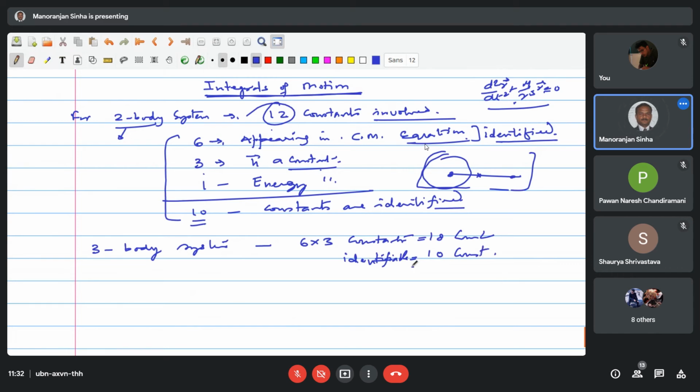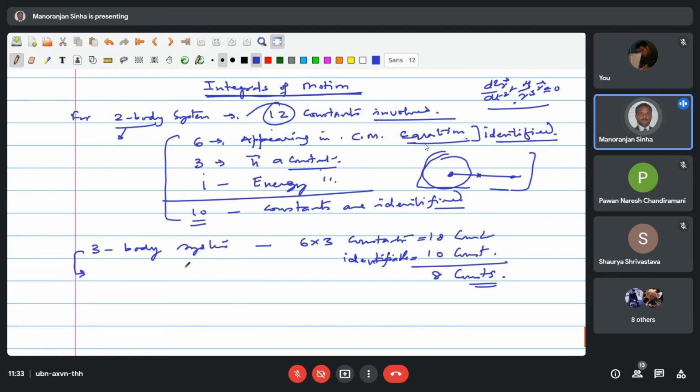Ten constants. So 8 constants cannot be determined. So it so happens that from 3 bodies onwards, these problems are unsolvable in an analytical sense. In a numerical way, you are always integrating the equation of motion, and you can find the different particle positions at different times given the initial position. But an explicit closed form solution is not possible.